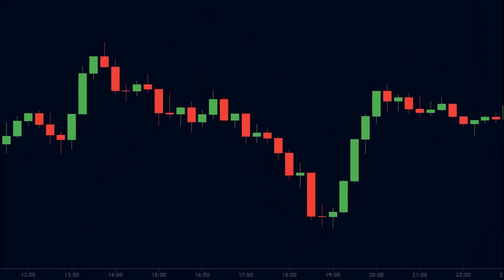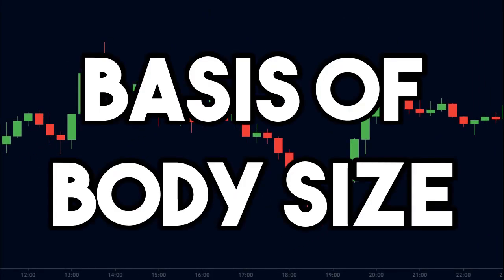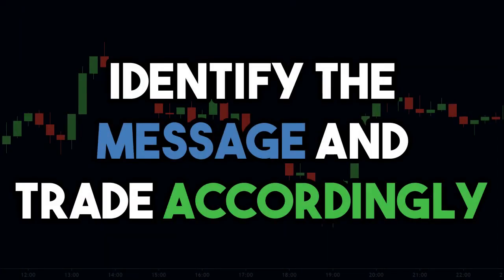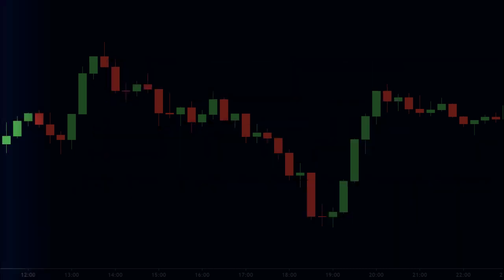Similarly, candles can also be differentiated on the basis of body size. For instance, this candle has a big body and virtually no wicks. This indicates a strong upside momentum. On the other hand, this candle has a very small body and a relatively large wick. This indicates that the market is getting weak. Each and every candle conveys a message. The job of the trader is to identify the message and trade accordingly.